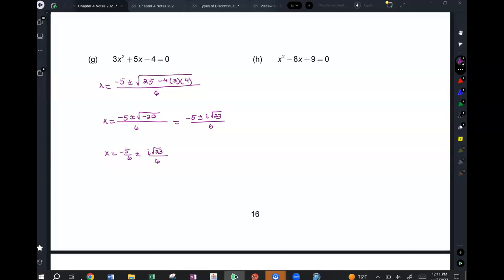Okay, last but not least, x equals positive 8 plus or minus the square root of 64 minus 4 times 9, over 2, right? So this is 8 plus or minus root how much? 28 over 2. So the 28 you should be able to simplify.